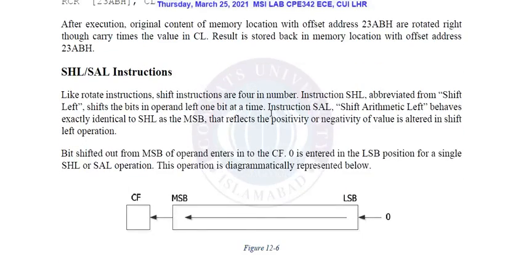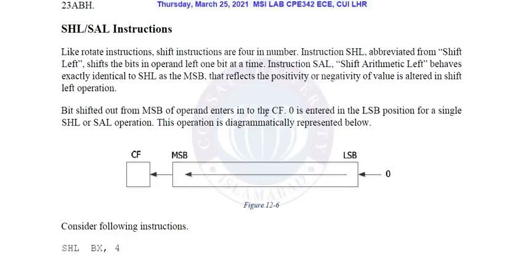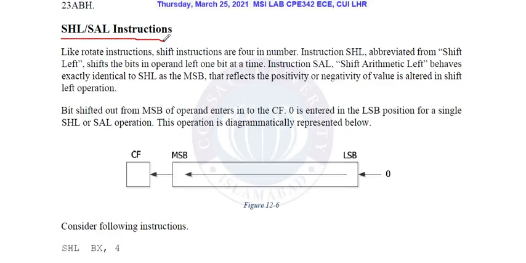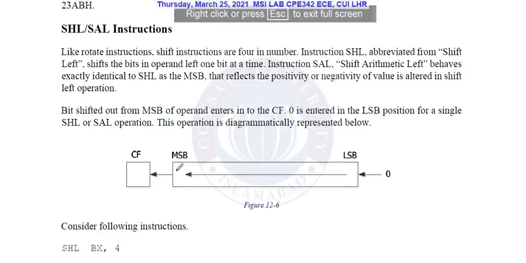Now moving forward to the shift instructions, basically these instructions will shift the values to the right or left as per the instruction. For example, the first instruction is SHL. That is basically that instruction will shift left. For example, you can see in figure 12.6 that this register will shift the values toward the left.